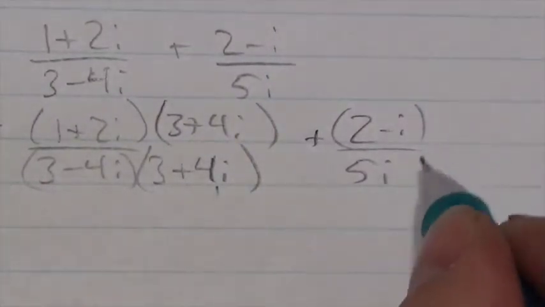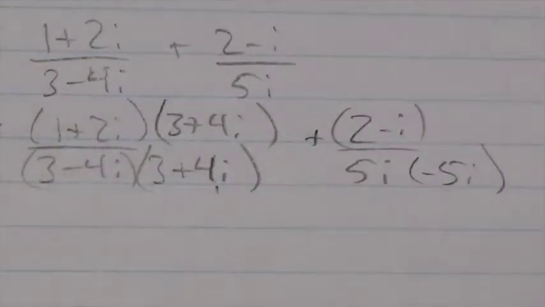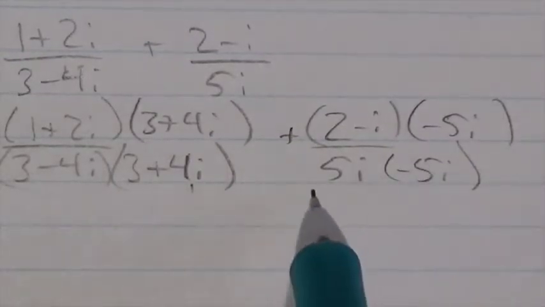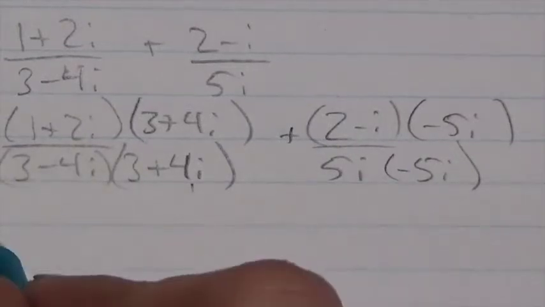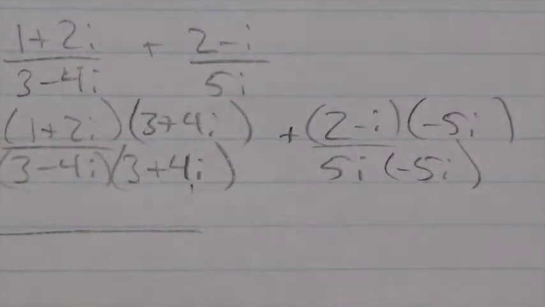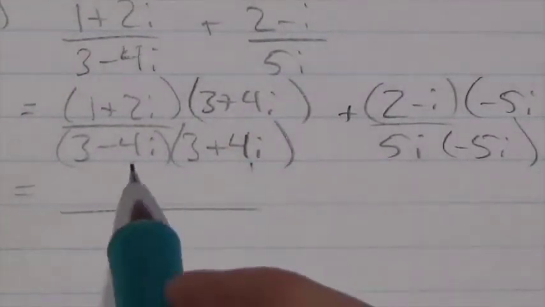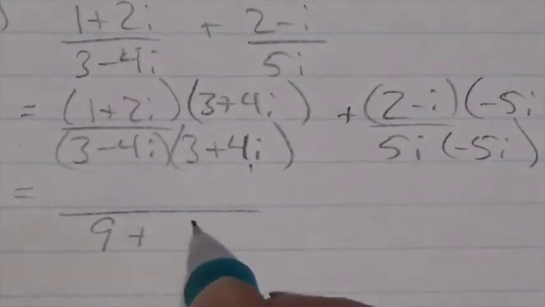I've got 5i down here. Now I'm going to multiply this by negative 5i. And I'll do that into the numerator as well. Again, the binomial conjugate. This is like 0 plus 5i, so I'm going to multiply by 0 minus 5i. Now, let's deal with the denominator first because that's where the interesting things are happening here. So again, a difference of squares, but because of the i there, I end up getting 9 plus 16.